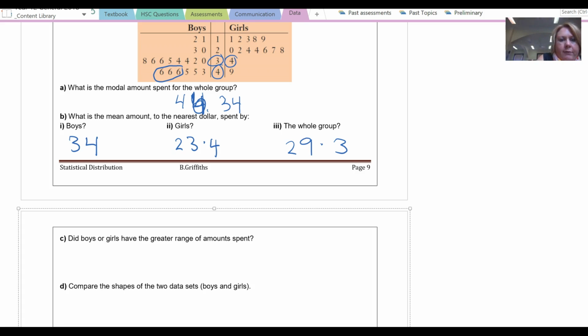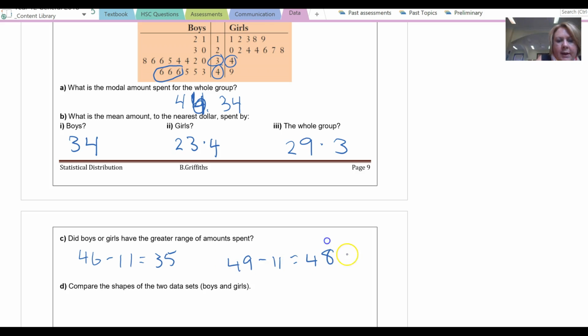Did boys or girls have a greater range of the amount spent? Well, you have to work it out first. Boys is 46 minus 11, which gives me 35. Girls is 49 minus 11, which gives me 38. Therefore, girls had a greater range.